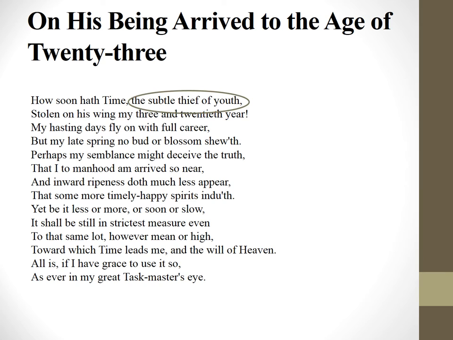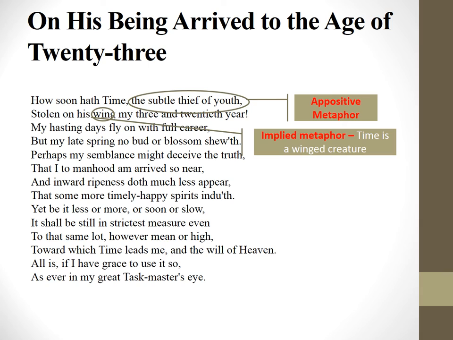So first of all, one thing I want to look at is where he says, how soon hath time the subtle thief of youth? So the subtle thief of youth is an appositive. It's a little phrase after the noun that renames the subject. So time is also a thief of youth. It's a metaphor. It's comparing time to something else. And he has this implied metaphor, stolen on his wing. Here, he doesn't say, oh, time is a bird that flies away, but he's implying that it has wings, so therefore time is a winged creature.